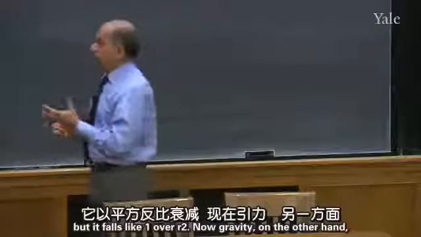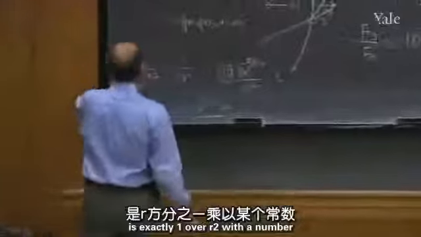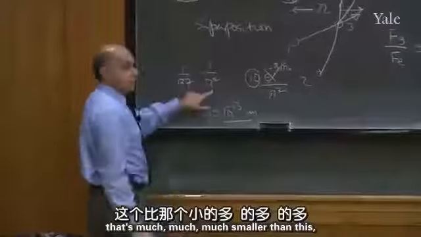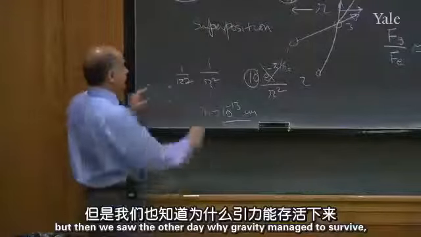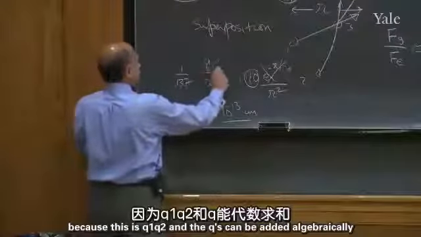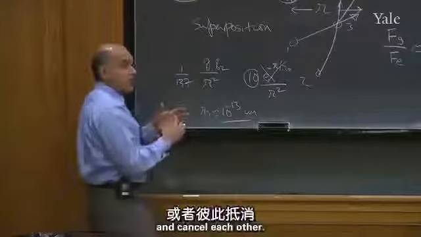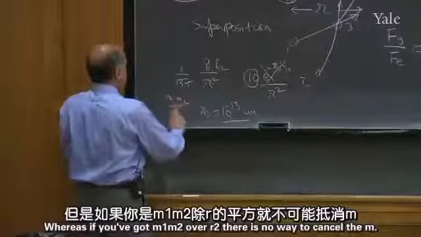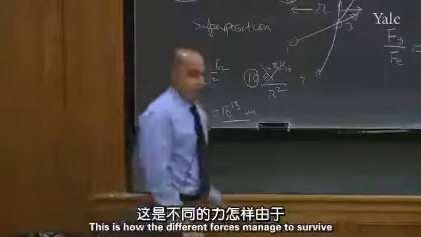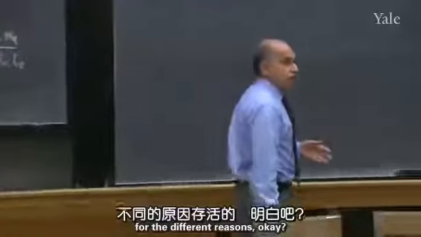Now gravity, on the other hand, is exactly 1 over r squared, with a number that's much, much, much smaller than this. But then we saw the other day why gravity manages to survive, because this is Q1, Q2, and the Q's can be added algebraically and cancel each other, whereas if you got m1, m2 over r squared, there is no way to cancel the m. This is how the different forces manage to survive for the different reasons.